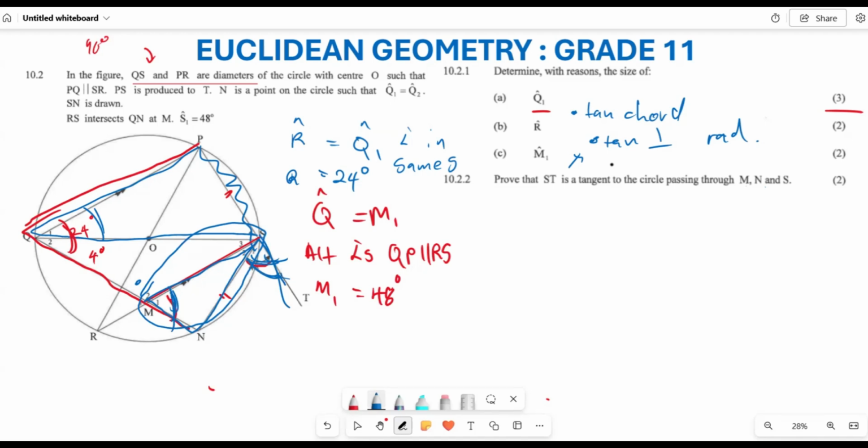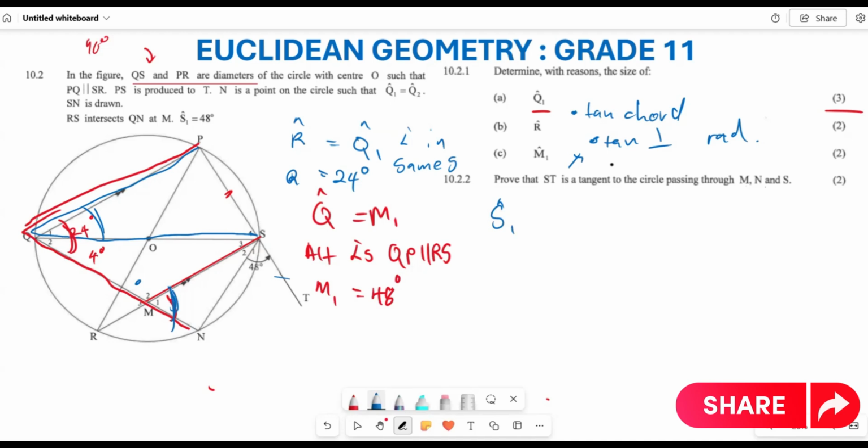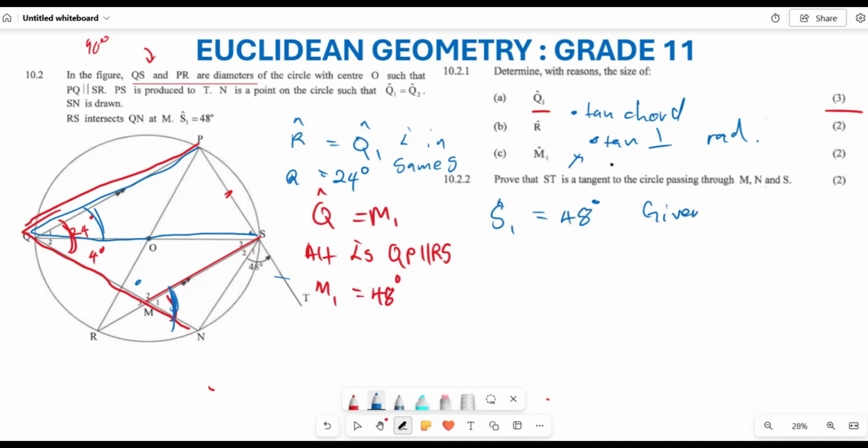Indeed, because I've already proven previously that my angle S1 is equal to 48 degrees. This is given. And also my angle M1 is equal to 48 degrees. This is proven, we've just proven this one. So now I can conclude that my angle S1 and my angle M1 are equal to each other because they are both equal to 48. So what conclusion can I make now?